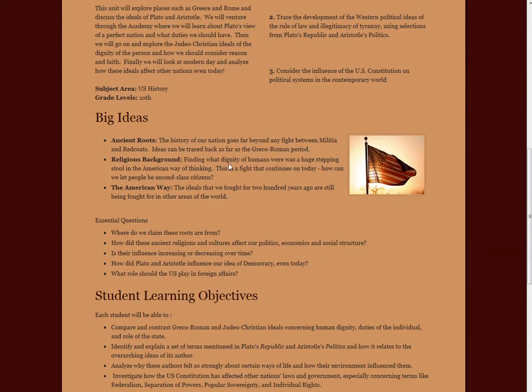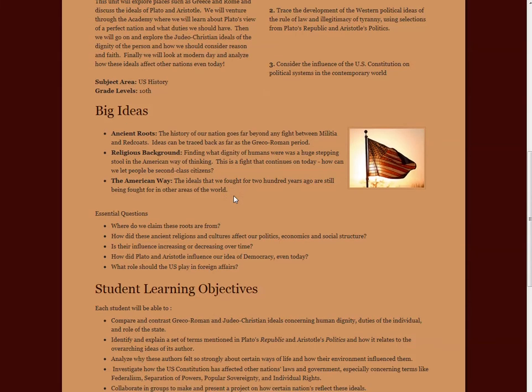I have the big ideas, which talk about the ancient roots of our country, the history of our nation, how it goes back far beyond any fight between militia and redcoats, and the religious background, which is what people still argue about today. Whether there's a religious background to this nation, or whether there's any of that thinking in the country, and also the American way, which is the ideals that we fought for and still continue to fight for, and what form they take on today.